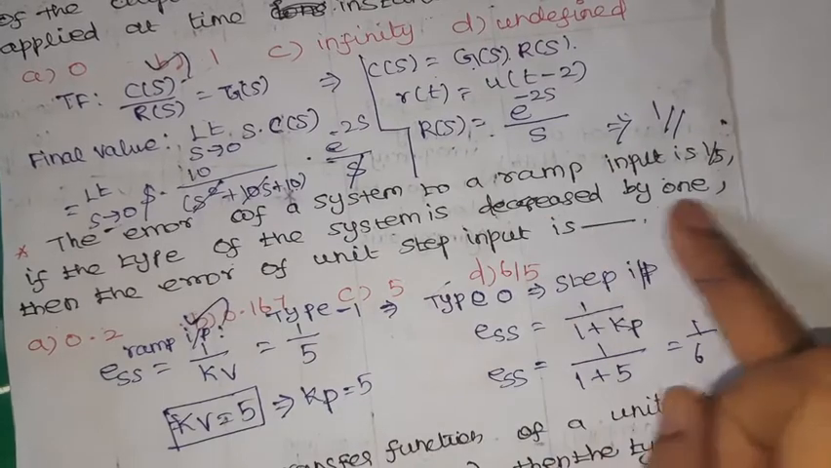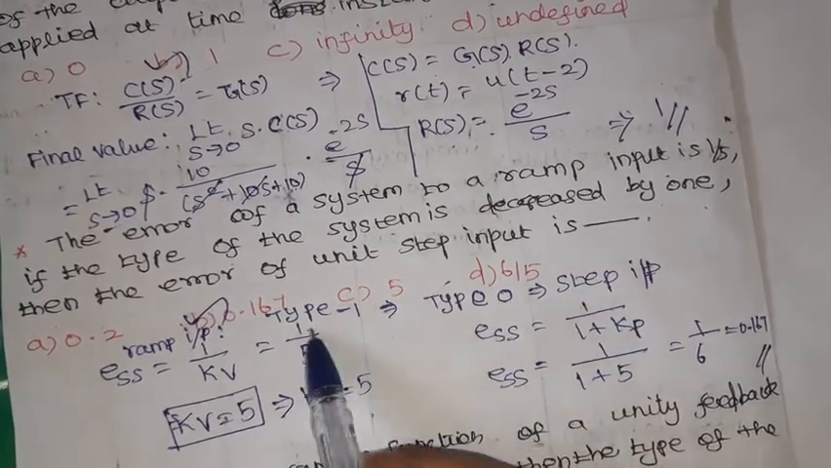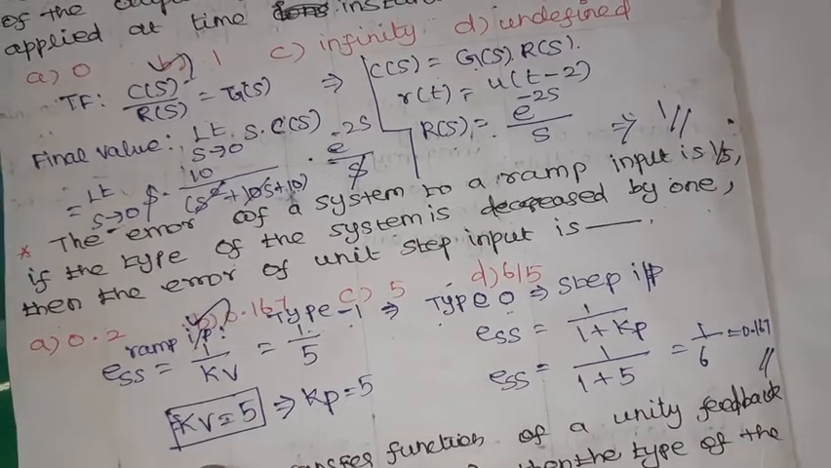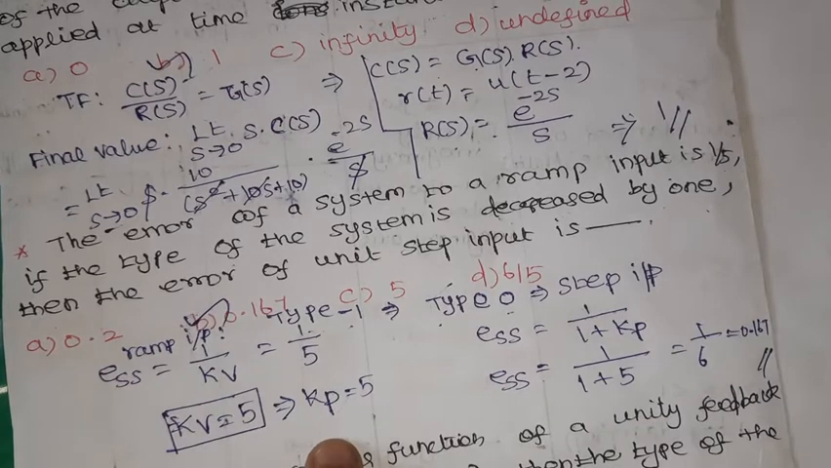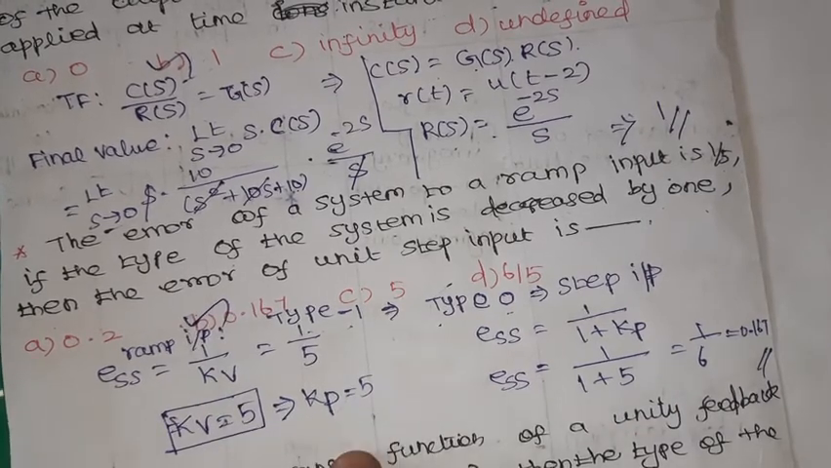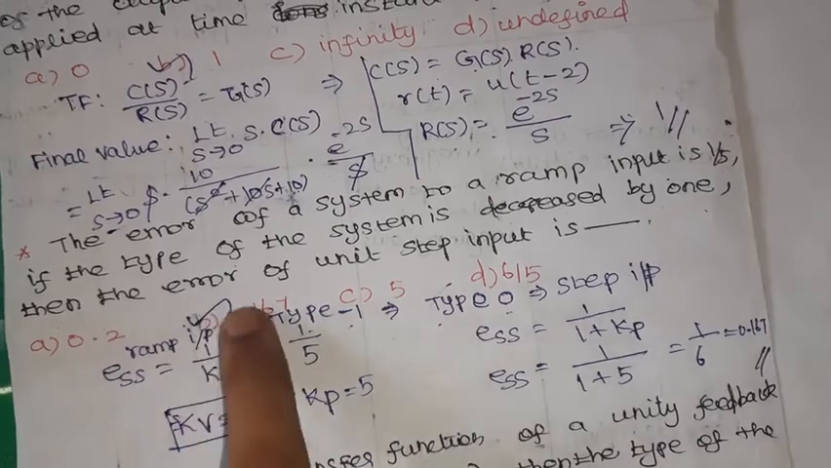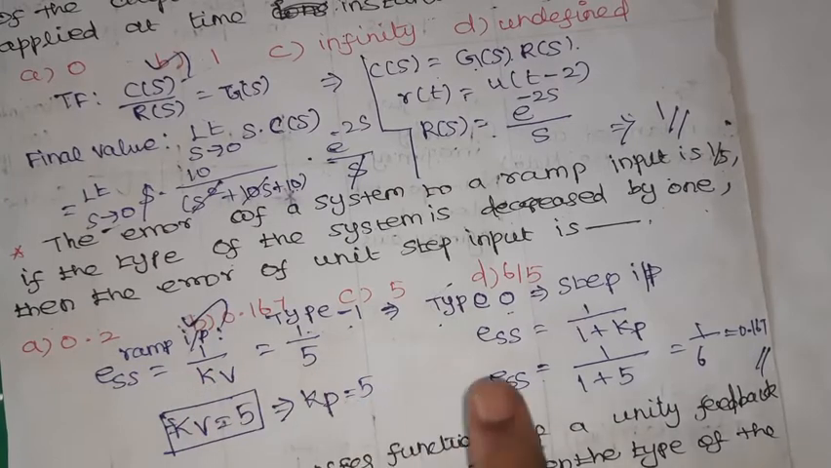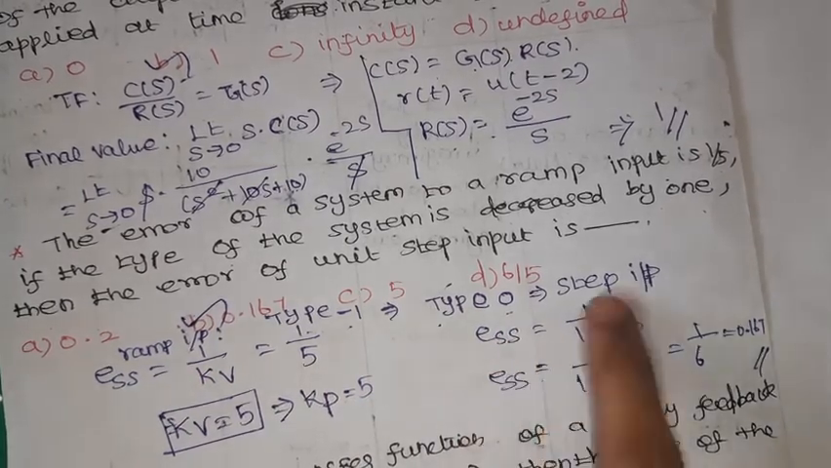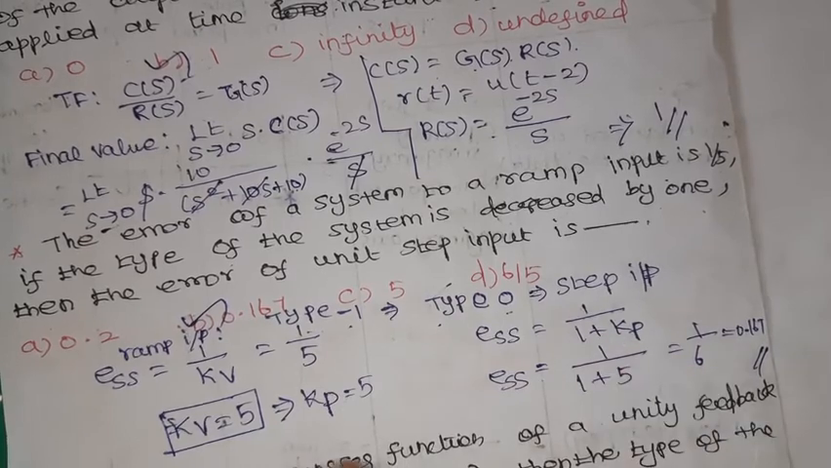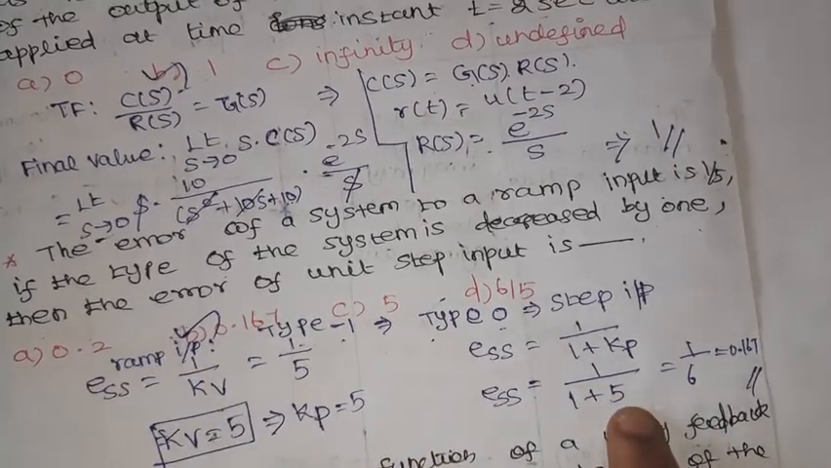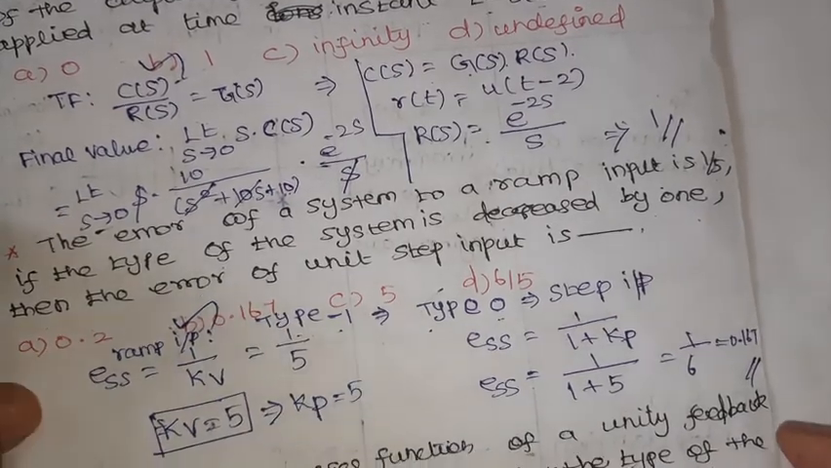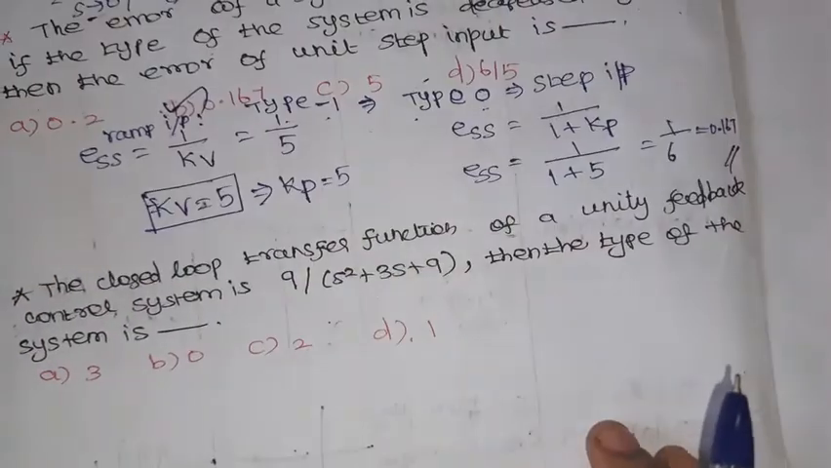Then if the type of the system is decreased by 1, decreased by 1 means type becomes type 0. That means velocity error coefficient becomes position error coefficient. So Kp becomes 5. Then we need to find out the steady state error for the unit step input. What is the formula? ESS is equal to 1 divided by 1 plus Kp. So Kp becomes 5, substitute 5 and we'll solve. We will get 0.167 as answer. We'll move on to the next problem.